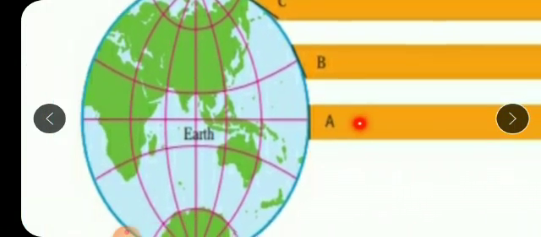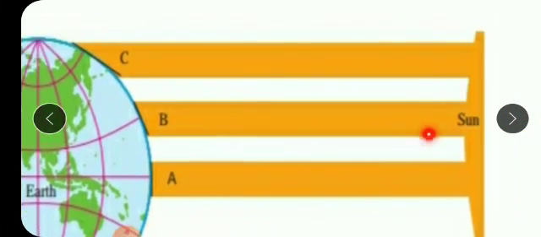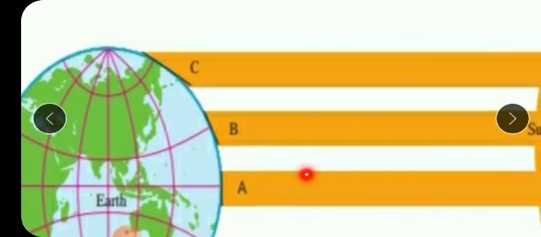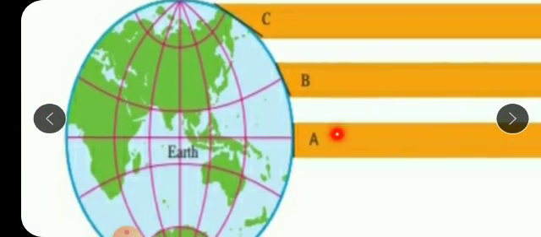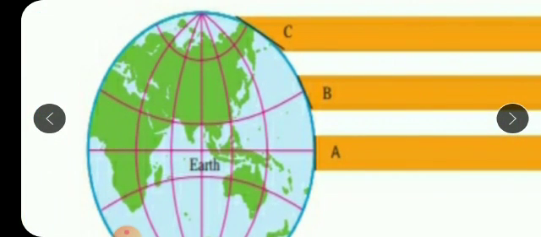See, how is the earth shaped, children? Is it circular? No, it is spherical in shape. And how is the distribution of sun rays here? If you see the equator part, the sun rays will fall directly, isn't it? This is the equator part of the earth, so sun rays will fall directly. So here you will have maximum temperature.